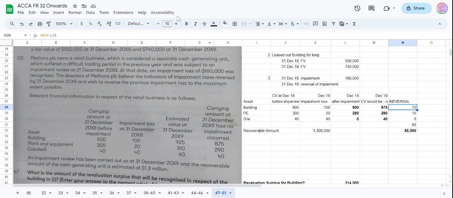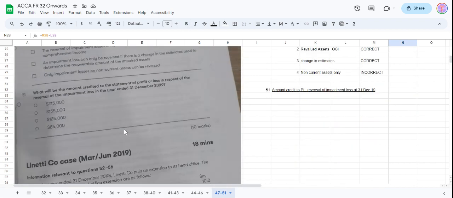All right. So I think we have done all of this, 49 to 51. The answer here is 85,000. The last one, 51. The fourth option will be the answer. 85,000 that we discussed.